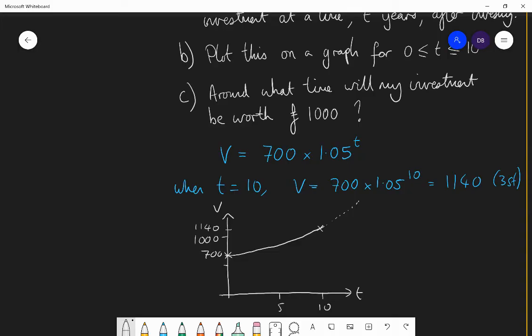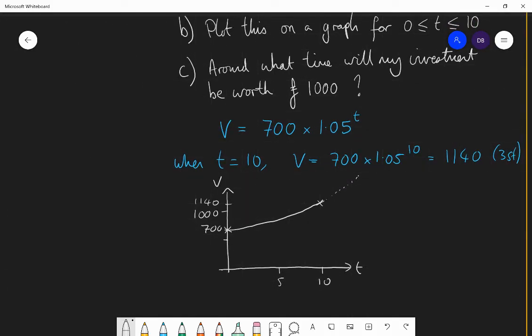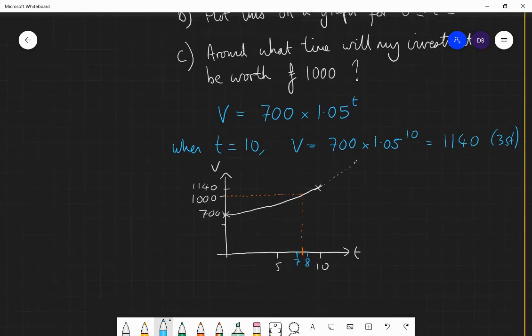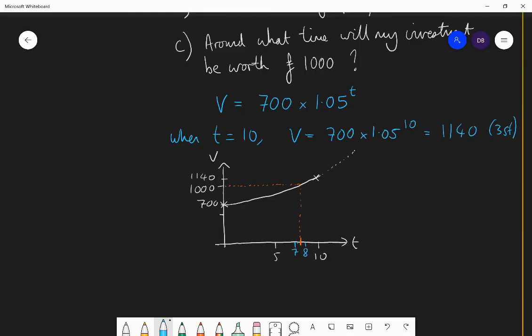Part C, around what time will my investment be worth £1,000? So I could just attempt to estimate from my appalling graph by drawing a line across at 1,000, going down and reading off. Okay, that's somewhere between 7 and 8. If around there is 7.5, well, it's a poor graph, but that's 7 and that's 8. So it's somewhere between 7 and 8. So what I'm going to do now is a bit of trial and error and see if I can get close to the value which would give me 1,000. Okay, I know it's between 7 and 8.